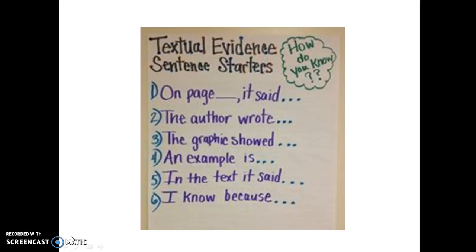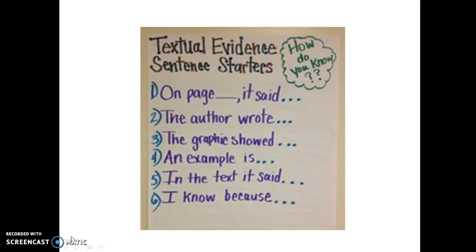Okay, and then this is the last one, textual evidence sentence starters, same thing. How do you know if you're going to say something or make a claim about the sentence? How do you know that? What parts of the text led you there? So, on page blank, it said, the author wrote, the graphic showed. This one is interesting because you can still use pictures and images from text. That's totally fine. You can totally reference that as evidence. There's like a pie graph or a chart or something, that totally counts. An example is, in the text it said, or I know because.